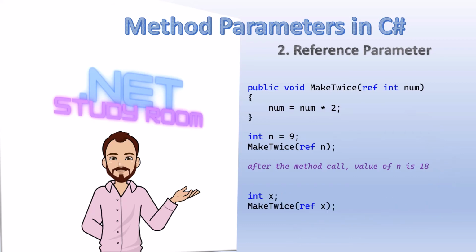Note that, before passing a reference type variable as an argument to a method, the variable must be initialized with some value. Otherwise, it is a compilation error in C#. Because, if the variable is not initialized, then the called method does not know which data to take action on.